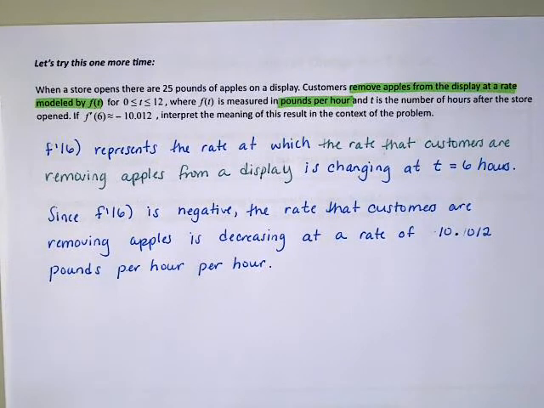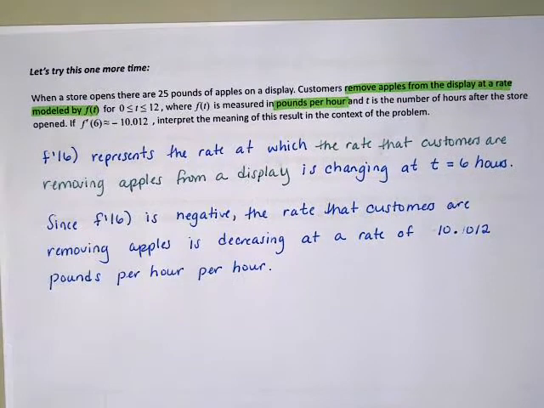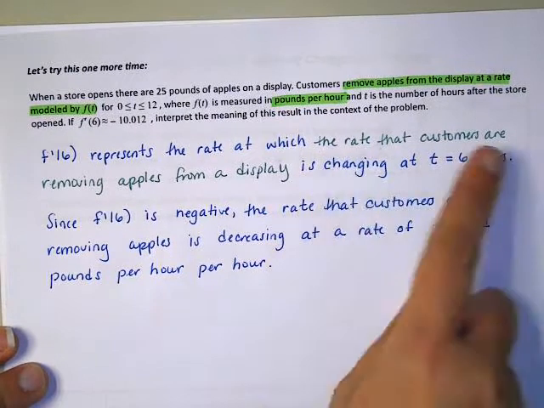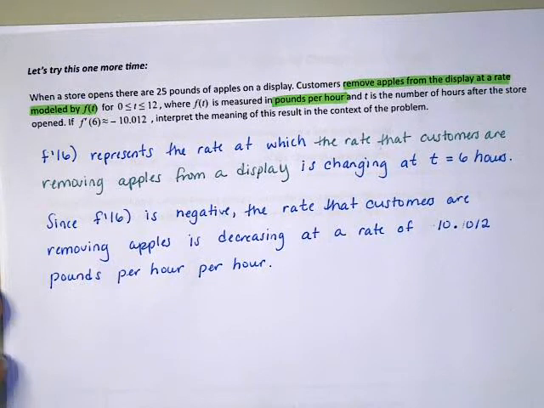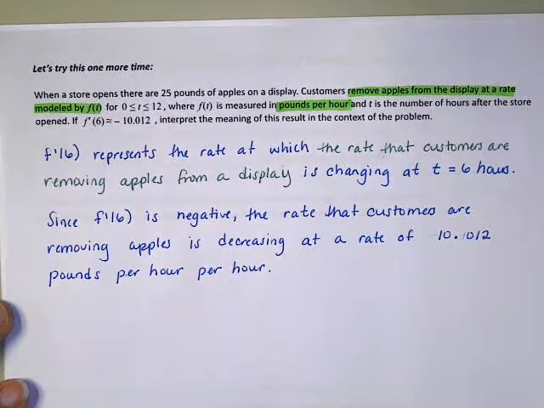What this means is really like if you're measuring how fast people are grabbing apples, the rate at which they're grabbing them is decreasing. So they're not grabbing apples as fast as they were before after 6 hours. Maybe at the beginning of the day the store is really busy and people are grabbing apples really quickly, and then as time goes on the store is less busy and so people are not grabbing apples as quickly. They're still taking them, but they're just not doing that as fast. So the rate at which the rate that customers are removing apples is decreasing. How fast they're doing it is not as fast as it was before.